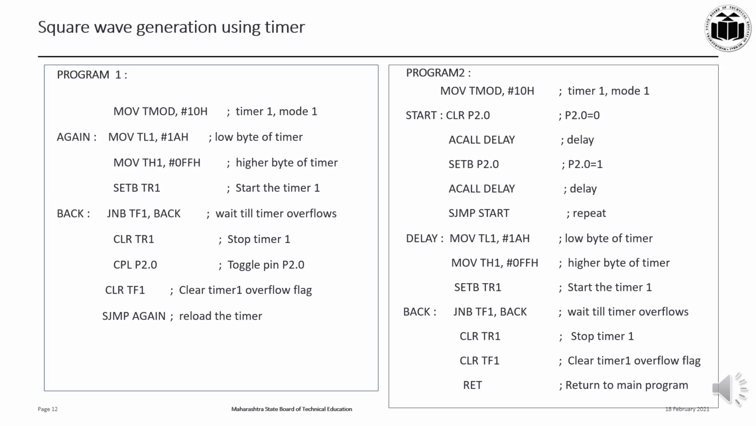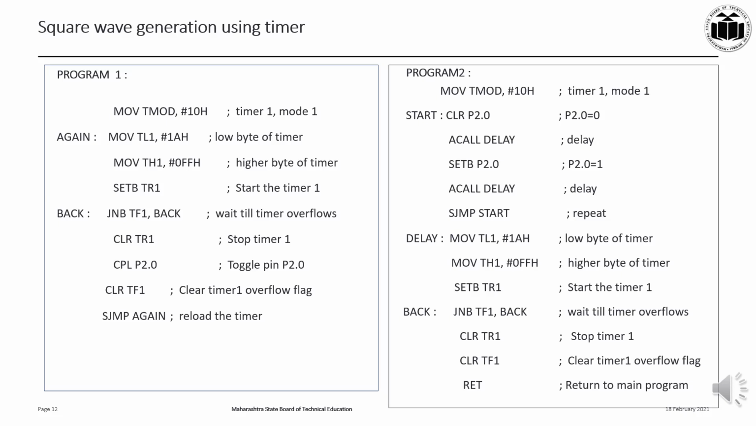As a result, the pin is kept 0 for 0.25 milliseconds and the pin is kept high for 0.25 milliseconds, giving us a total time period of 0.5 milliseconds, which gives us a frequency of 2 kilohertz. Let us see program 2.